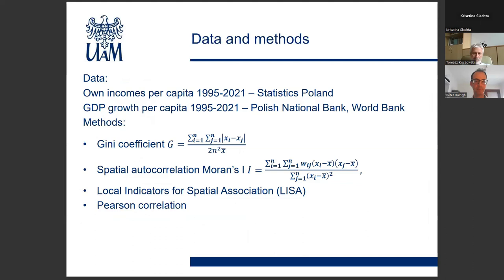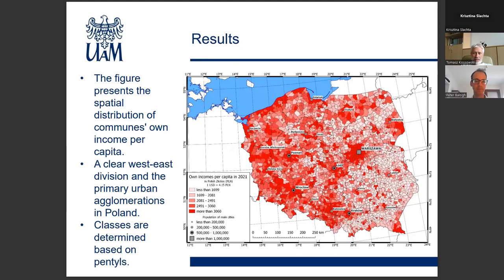Data. We took own incomes per capita between 1995 and 2021 from Statistics Poland, and GDP growth per capita from 1995 to 2021 from the Polish National Bank and the World Bank. We calculated the Gini coefficient, the global spatial autocorrelation Moran's I, and also the local indicator of spatial association, so it is a spatial analysis, and we have also calculated Pearson correlation. And first, I would like to show how the distribution of own incomes per capita looks in Poland.